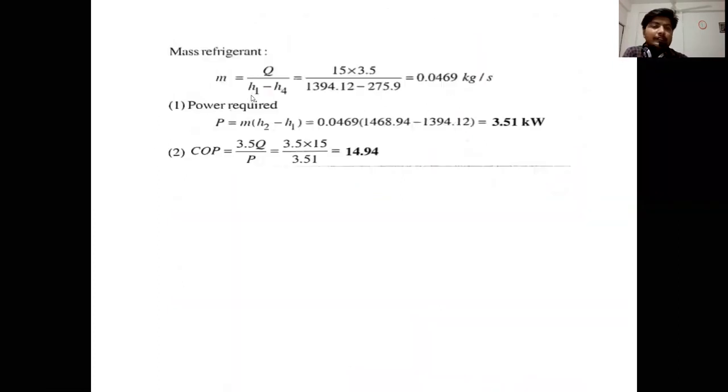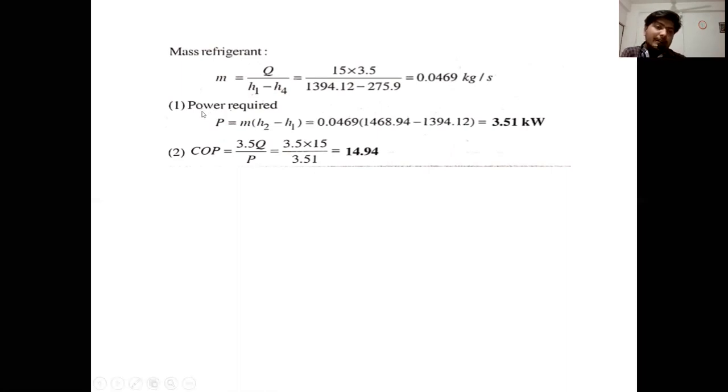Next, if we know all the enthalpies at the points, we calculate the mass of refrigerant. The total capacity, 15 ton, is given in the numerical. So put the value 15 into 3.5, converted into kilowatt, divided by H1 minus H4, and we got 0.0469 kg per second. This much amount per second is required to circulate in the cycle to obtain the 15 ton capacity of the plant.